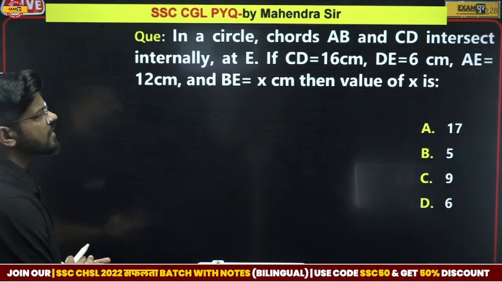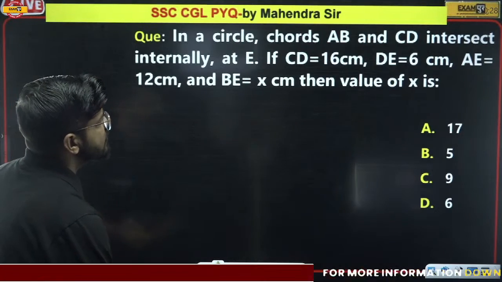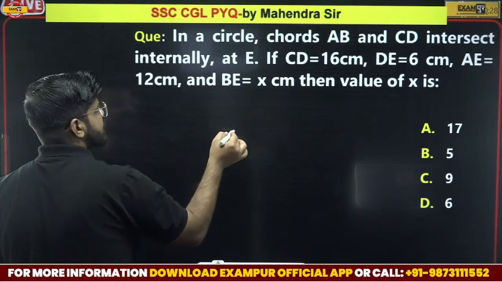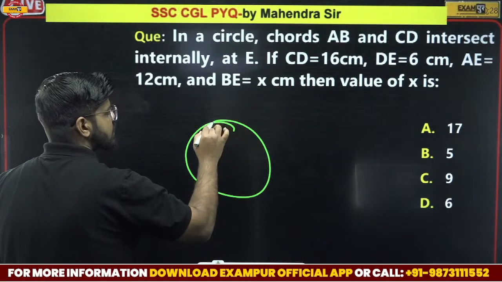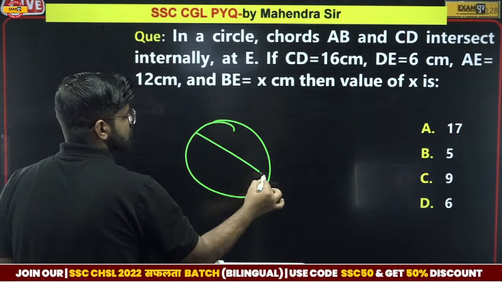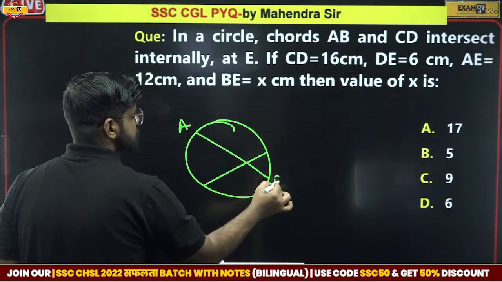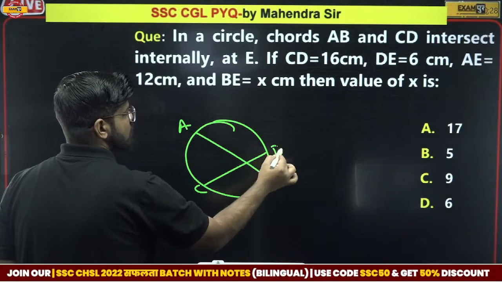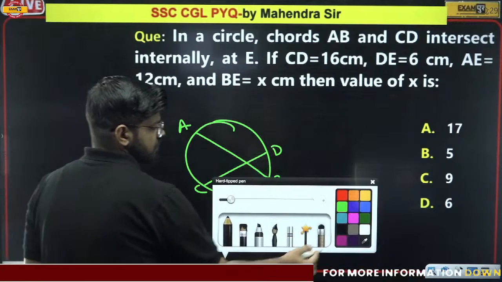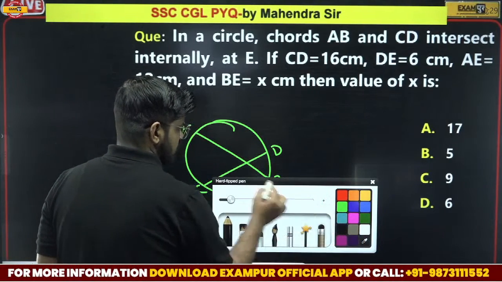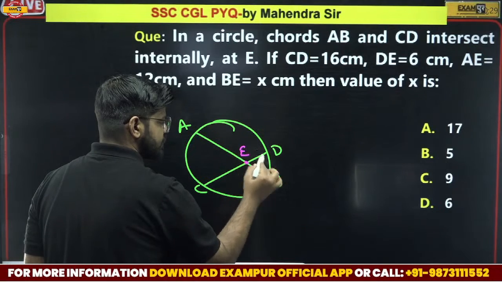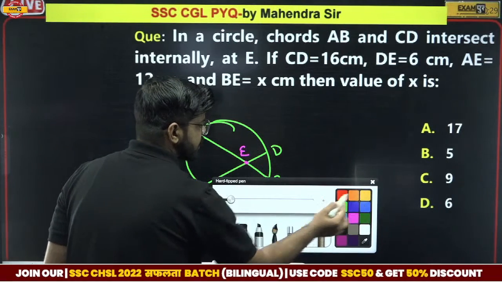Okay, so in a circle, chords AB and CD intersect internally at E. So this is how the circle is. Suppose these are two chords, AB and CD. These chords intersect at E.